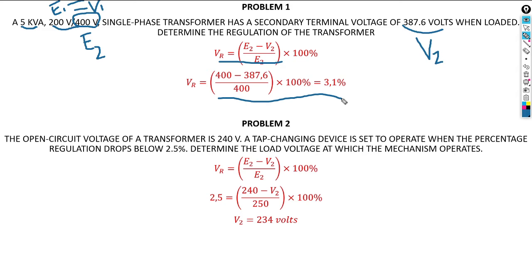Simple and straightforward. On problem 2, they say the open circuit voltage of a transformer, which means open circuit, we have this become our E2 when it was open.